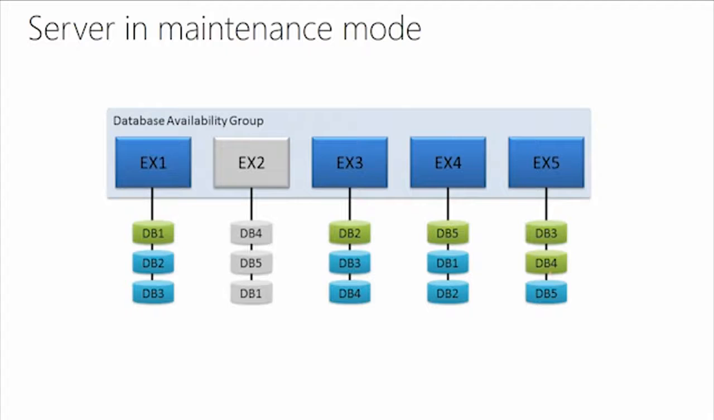Okay, so when you have a database availability group like this example, you can do nice things. For example, here's a server in maintenance mode. So we need to do some Windows updates, or we need to do some firmware updates on the physical hardware or something like that. So we took that server out of commission, and the database 4 that was currently active on that server has now failed over to EX5, and it's now running on there, and nobody knows.